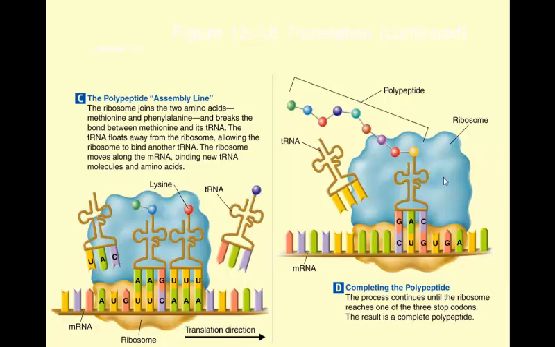Once we hit the stop codon, the ribosome will break apart. So you can see here we have two different colors. We have a small part of the ribosome and a larger part. Those will break apart. The mRNA sequence will go away, and we have our polypeptide chain. So a chain that will eventually make up our protein.